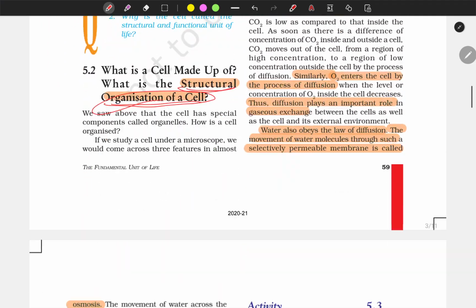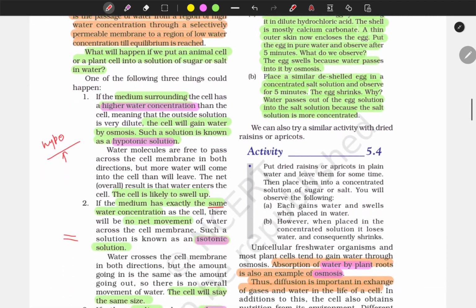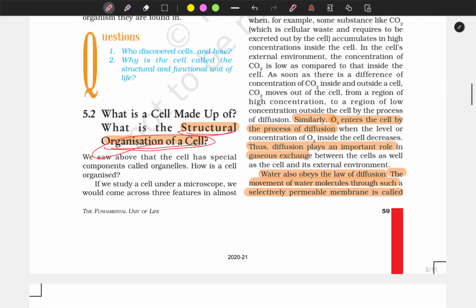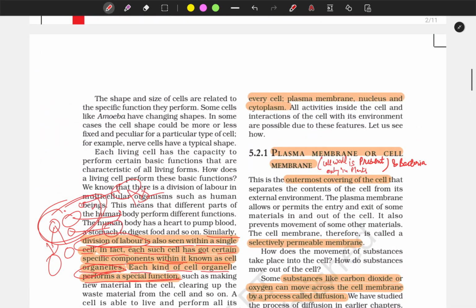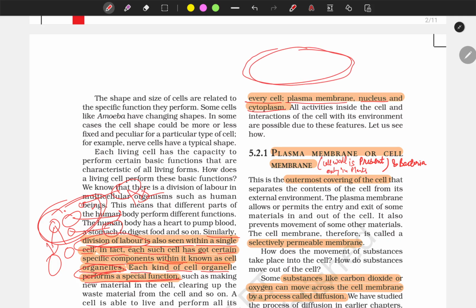So now we will be discussing what a cell consists of. Every cell has a plasma membrane, nucleus, and cytoplasm. The plasma membrane is the outer layer of a cell. This is called the plasma membrane. We will discuss later what the plasma membrane does.